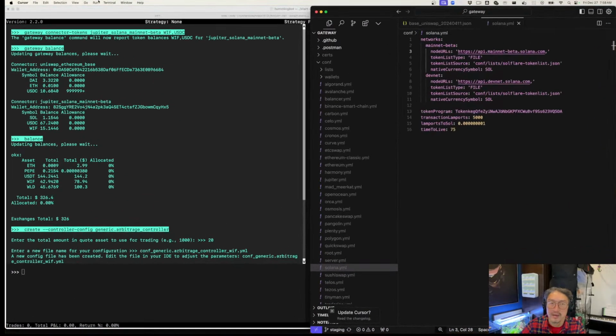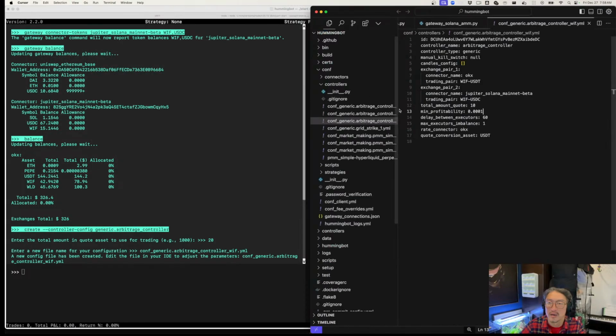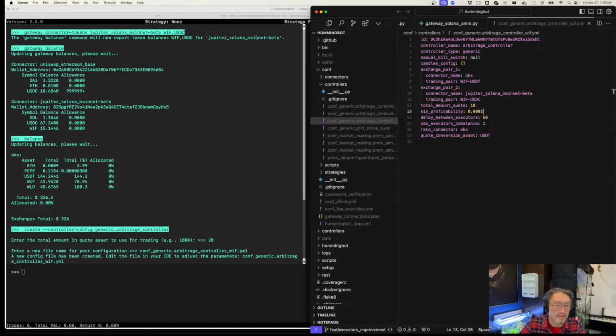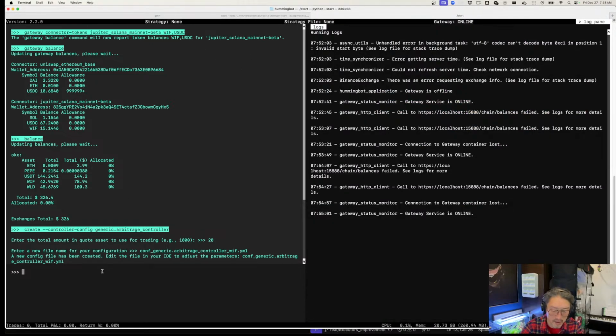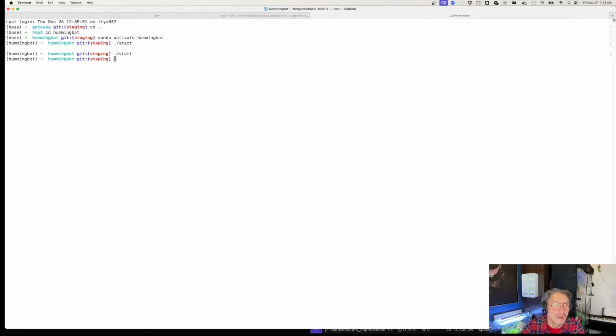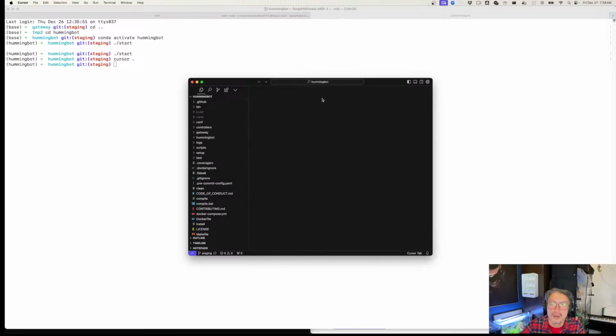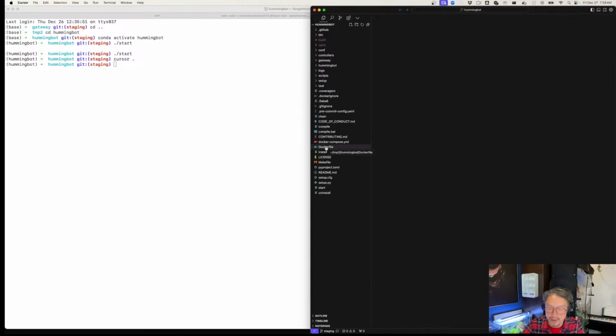Where's my IDE? So it's Gateway. Hummingbot. Okay, so here's, actually I'm not sure this is the right one. Yeah, okay. So let's exit this, and we will use Cursor here. I just want to make sure I'm in the right one. Okay, so this is the right directory here.